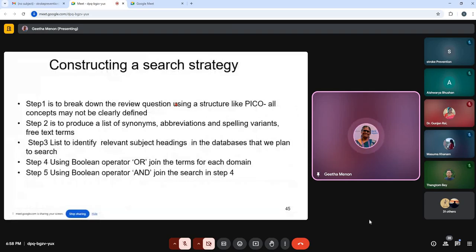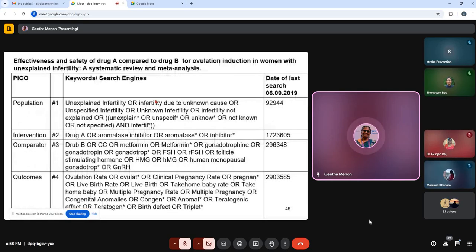So once you have selected all these databases and you have the primary data in place, then creating a search strategy is important. I think we have already talked about it, but here is an example where we'll learn how to create a search strategy using the PICO component.